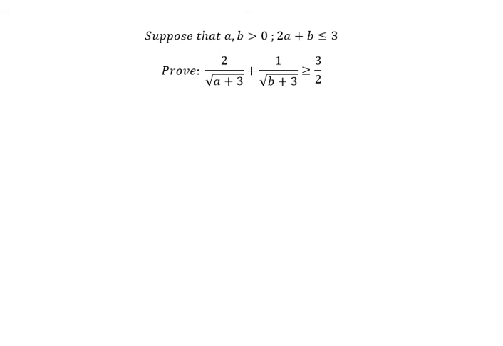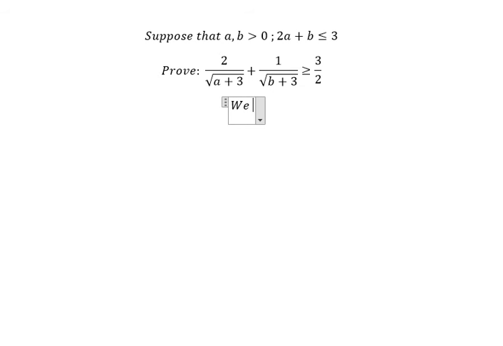Hello everybody, so today I will talk about inequality. Suppose that a/b is greater than 0, 2a plus b is smaller than or equal to 3. We need to prove that 2 over the square root of a plus 3 plus 1 over the square root of b plus 3 is greater than or equal to 3 over 2. So I will show the technique of how to answer the question.